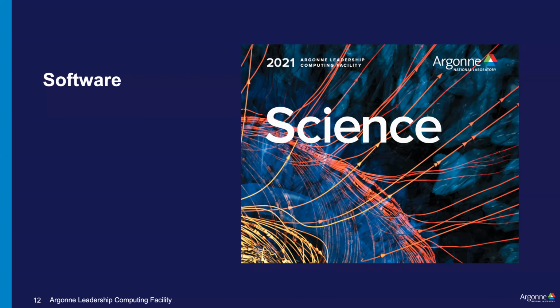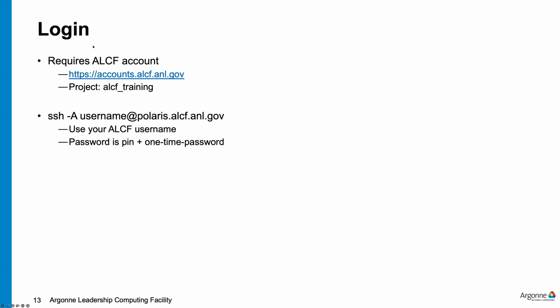Now I'll move into saying a little bit about how you use the system. Today, everyone has access to ALCF training if you properly submitted for the workshop, so you can use that. If you have an existing account and an existing project, you can go ahead and use that project if you like, but if you don't, you can use ALCF training. To log into the system, you're going to use whatever username you were allocated by the ALCF and SSH to Polaris. Then you'll use your PIN plus your one-time password to log in.